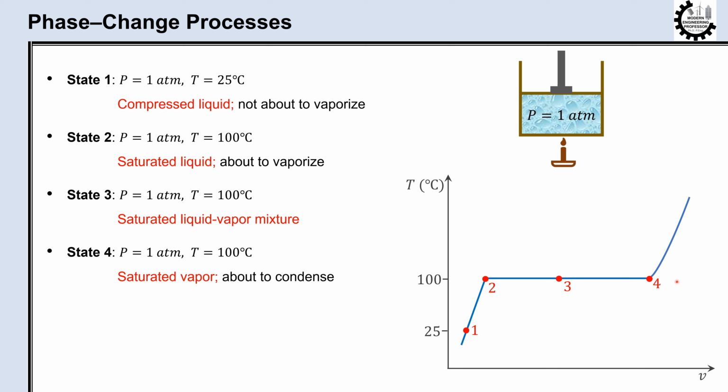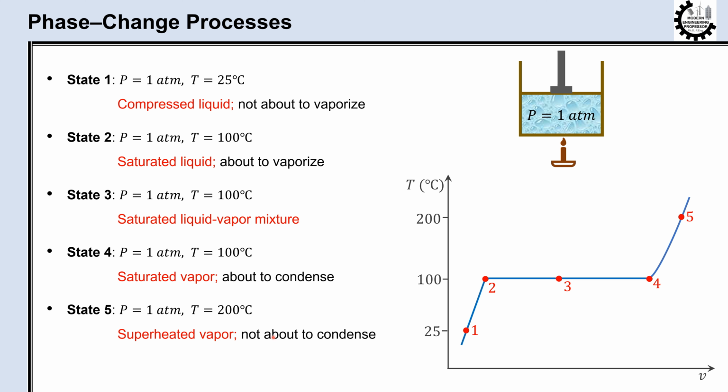For example, at state 5, the temperature of the vapor is 200 degrees Celsius. At this state, if we reverse the process and transfer some heat from the vapor, the temperature will drop, but no condensation will occur. A vapor that is not about to condense is called a superheated vapor.